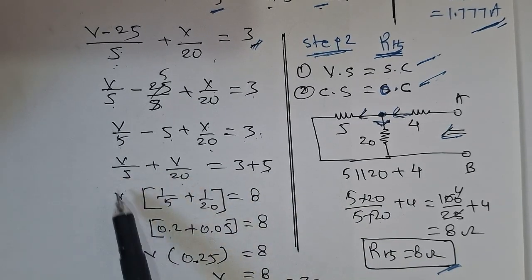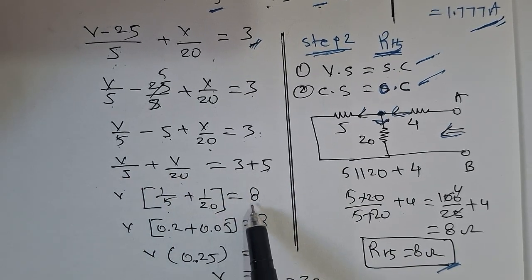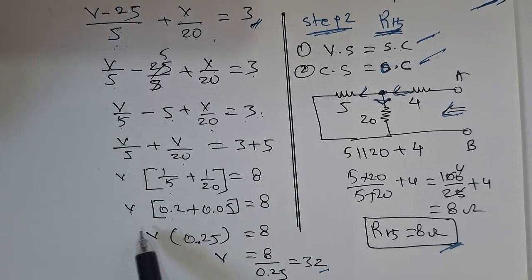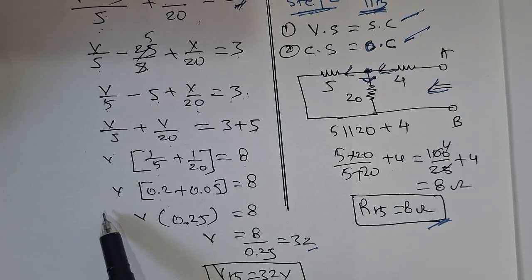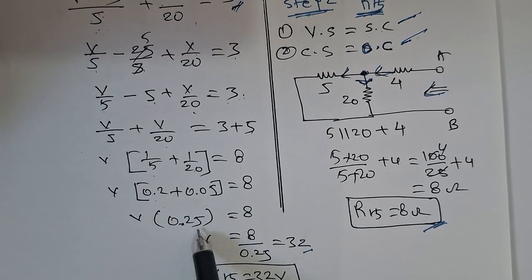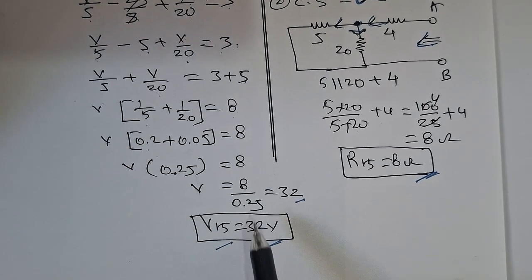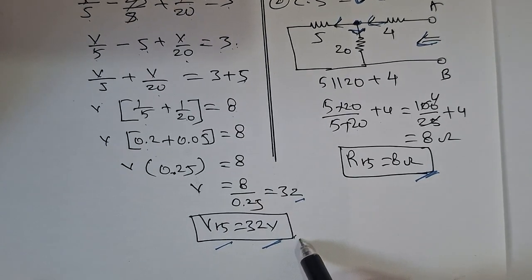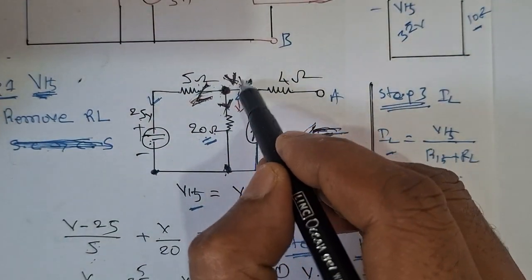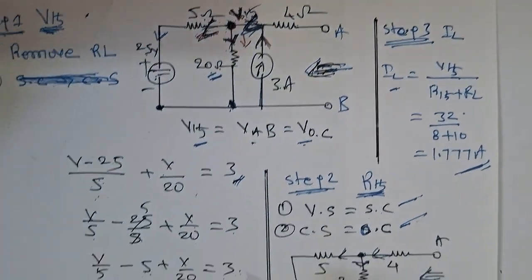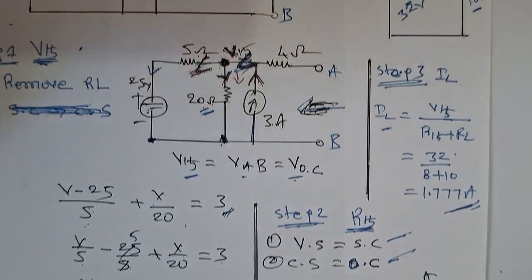When you transpose, this will become plus. So take V common: V times (1 by 5 plus 1 by 20) is equal to 8. 1 by 5 is 0.2, 1 by 20 is 0.05, and this will become 0.25. Therefore V is equal to 8 by 0.25, and we get 32 volts. So now we got V is equal to 32 volts, which is VTH. This is the way of finding VTH.